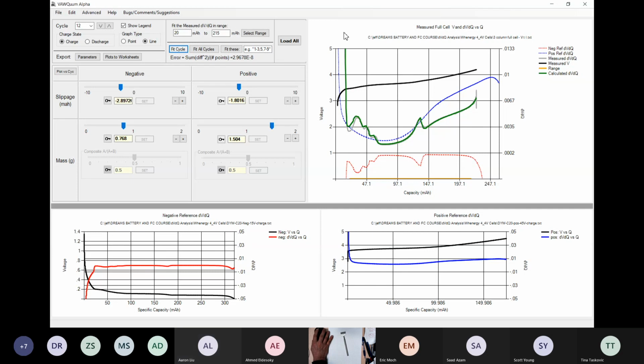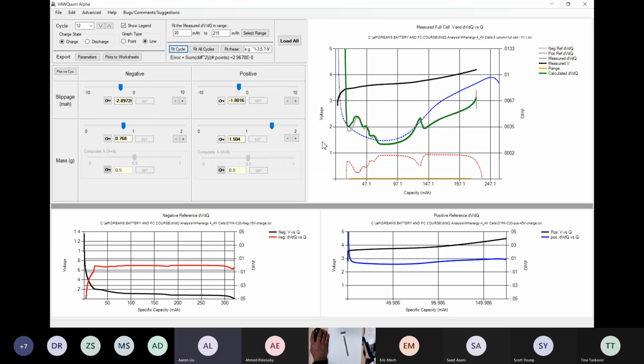Yeah, it's really the relative slippage that matters. So why do we have two of them? We have two of them because we define the zero of capacity to be when the full cell is at end of discharge. If you only had one relative slippage, you wouldn't know how to position the curves relative to this endpoint here. So it's really the fact that we define end of discharge to be zero that means we need two slippages to be able to get whatever we want.